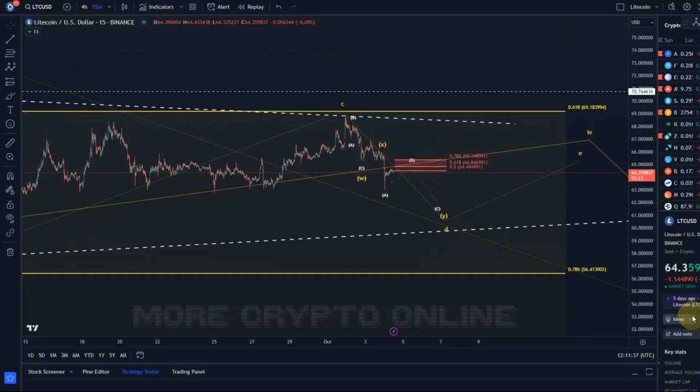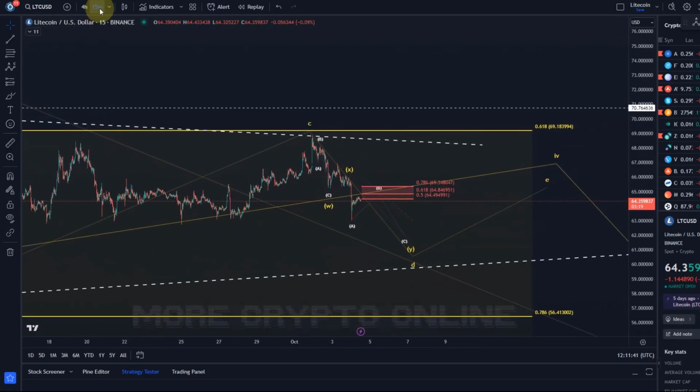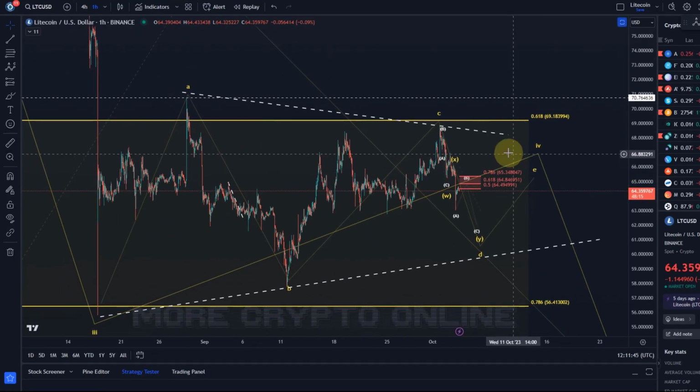Just be aware that within a triangle, these patterns often get invalidated. Trading within a triangle is a bit more risky because you don't have the backing of the larger trend. Within a triangle we have a balance of forces, which is why you see this.